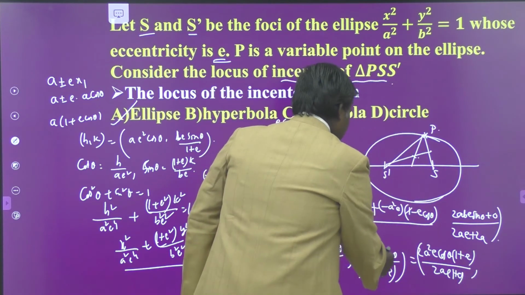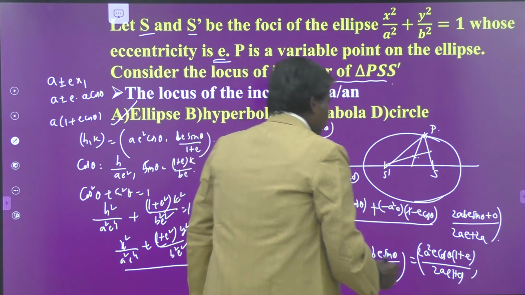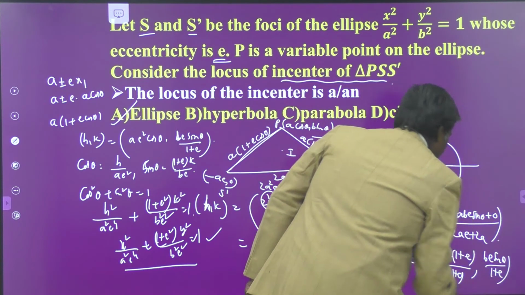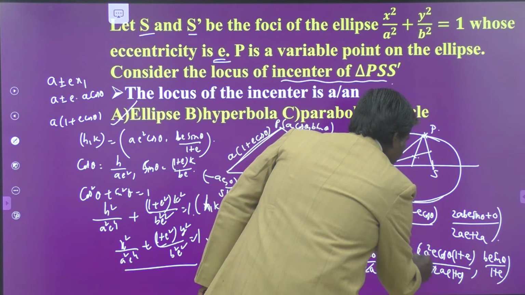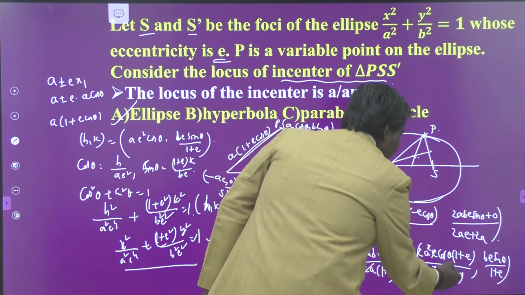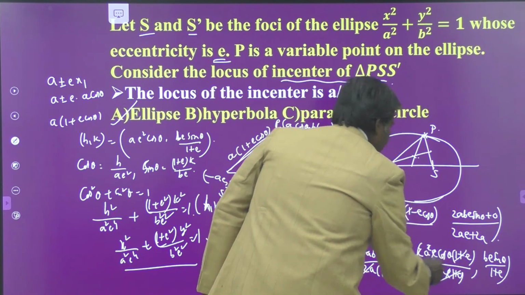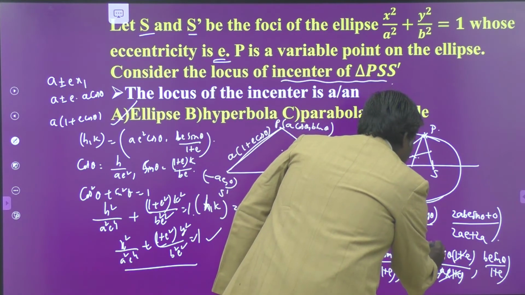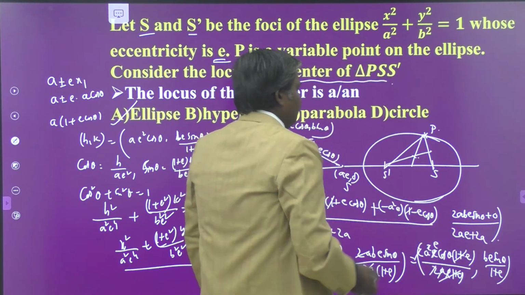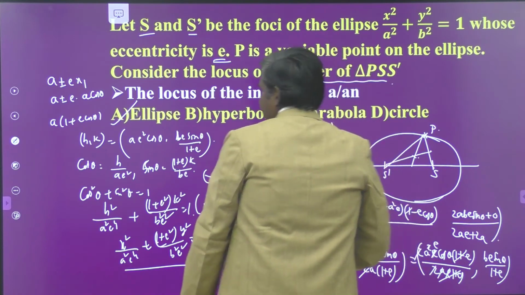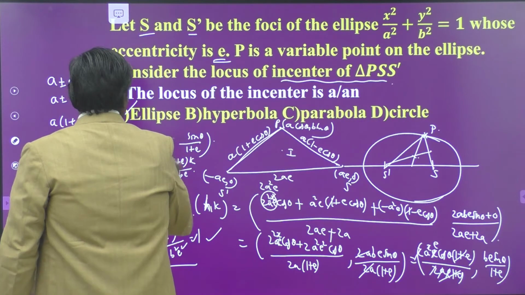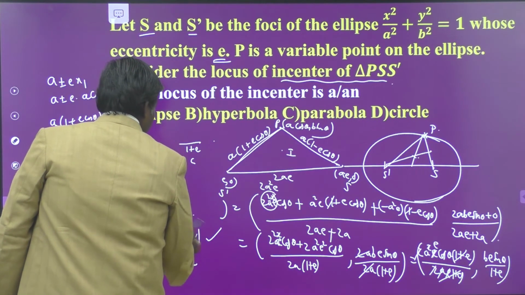Comma, same thing. This is nothing but 2a gets cancelled. b sin theta by 1 plus e. So 2 gets cancelled, a gets cancelled, e gets cancelled, 1 plus e gets cancelled. So we have e cos theta, comma, b sin theta by 1 plus e.